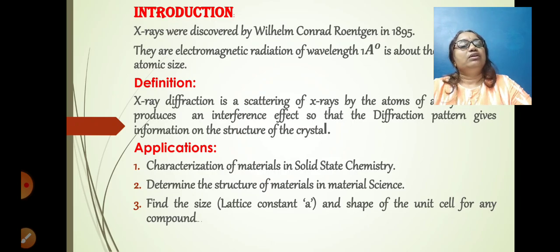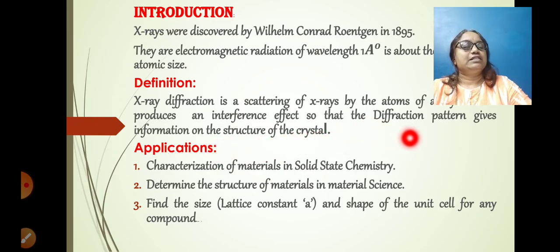Introduction: we will learn the discovery of X-rays by Wilhelm Conrad Roentgen in 1895. The electromagnetic radiation of wavelength 1 angstrom unit is about the same size as the atom. Definition: X-ray diffraction is the scattering of X-rays by atoms, which produces an interference effect so that the diffraction pattern gives information on the structure of the crystal.